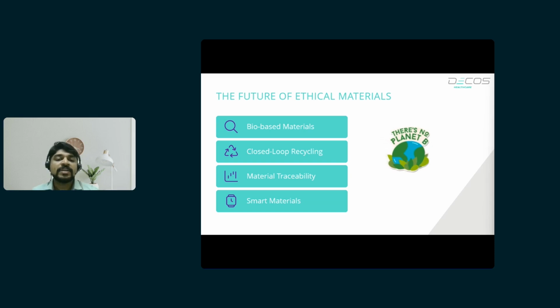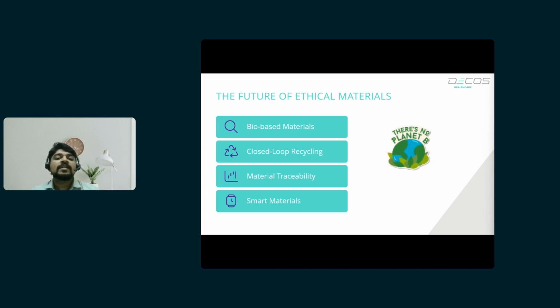The fourth is the age of smart materials. These materials possess unique properties that can adapt to their environment or respond to external stimuli. For example, self-healing material that repairs cracks, or shape-shifting material that adjusts to different conditions.